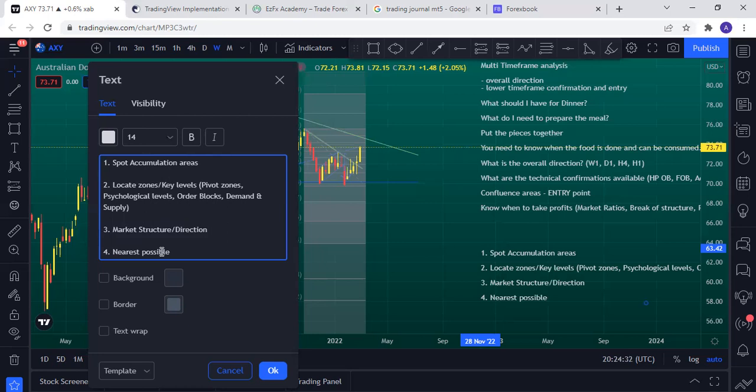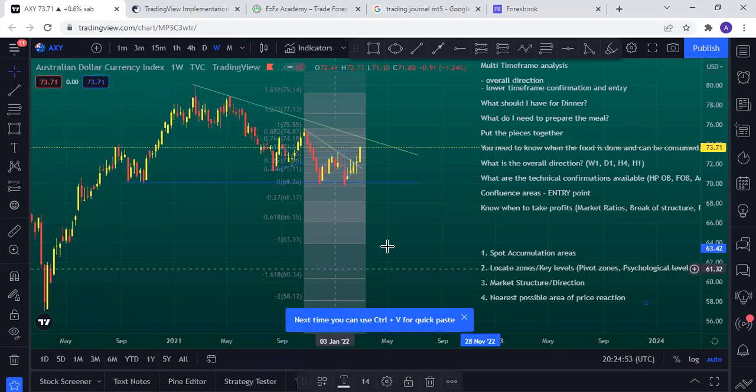the nearest possible area of price reaction, the closest possible area of price reaction. I'm going to show all of this as we run through the analysis. So let us do all of this on the chart right now.